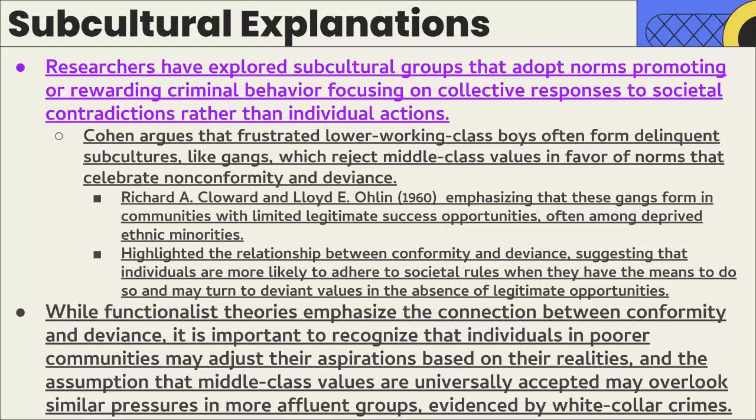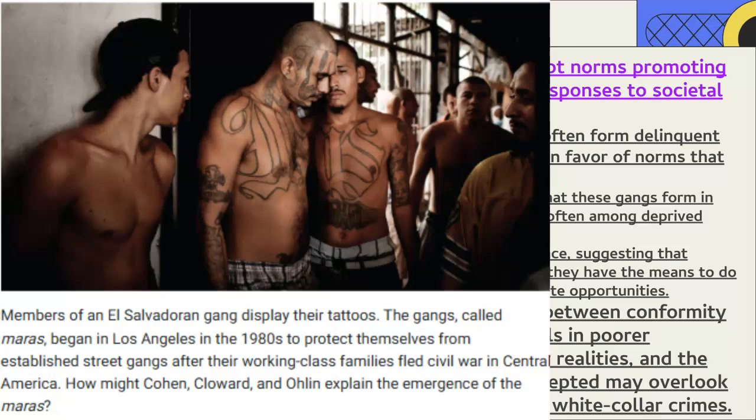Functionalist theories rightly emphasize connections between conformity and deviance in different social contexts. We should be cautious, though, about accepting the idea that people in poor communities aspire to the same things as more affluent people. Most adjust their aspirations to the reality of the situation.